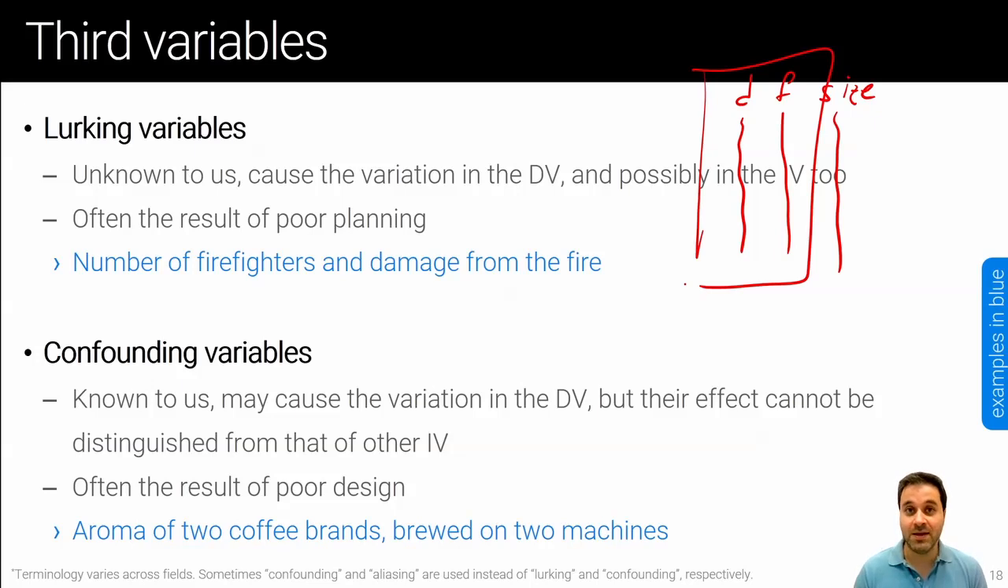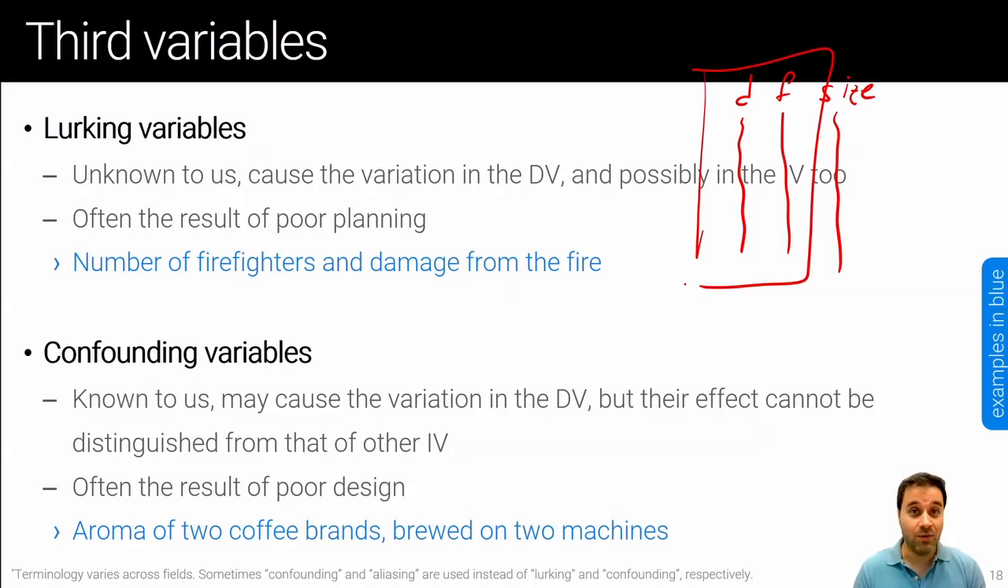And think about the case in which we are trying to figure out what's the effect of different coffee brands, let's say 2 different coffee brands, on the aroma or the quality of coffee. But the point is, we're always going to brew one brand of coffee with one machine and the other brand of coffee with another machine. And then if we do that, and we observe a difference between the 2 brands of coffee, then there's no way for us to know whether that difference is because of the machine or because of the coffee brand.